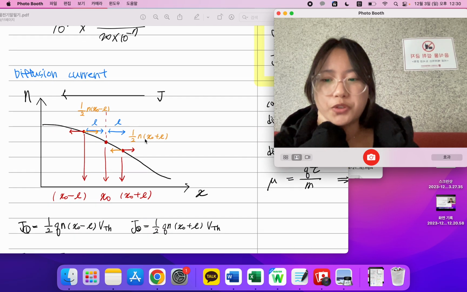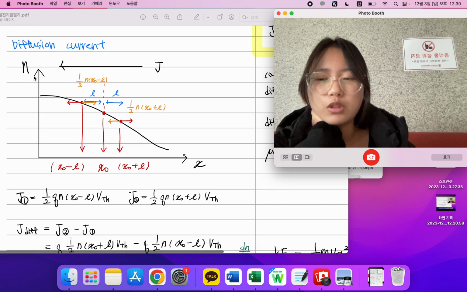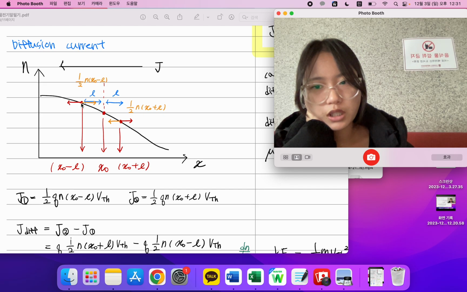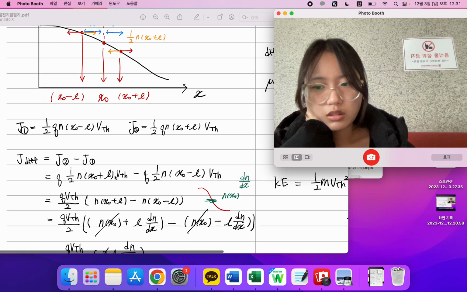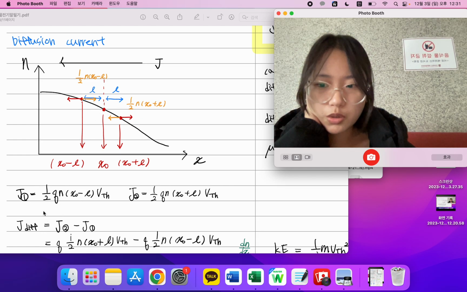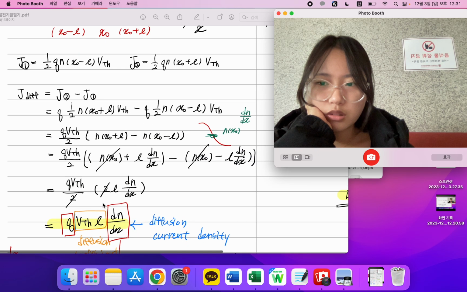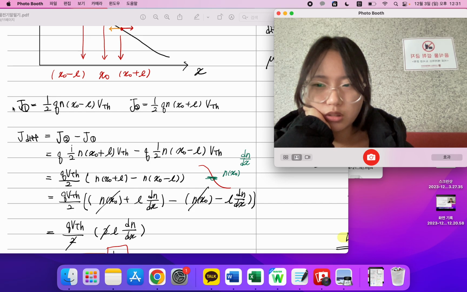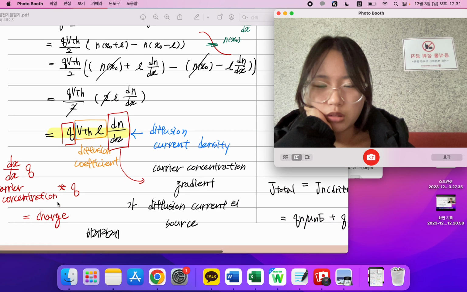And next we learned about diffusion current. This line's y axis is carrier concentration. We pick a point and mark it x0, and the points x0 minus L, because this length is L, and x0 plus L. So we can derive one half q n(x0 minus L) v_th, where v_th is the thermal velocity. So the diffusion current is the current density in one direction minus the current density in the other.